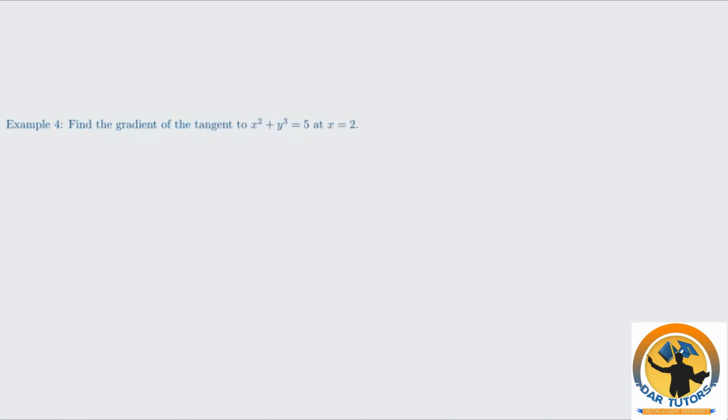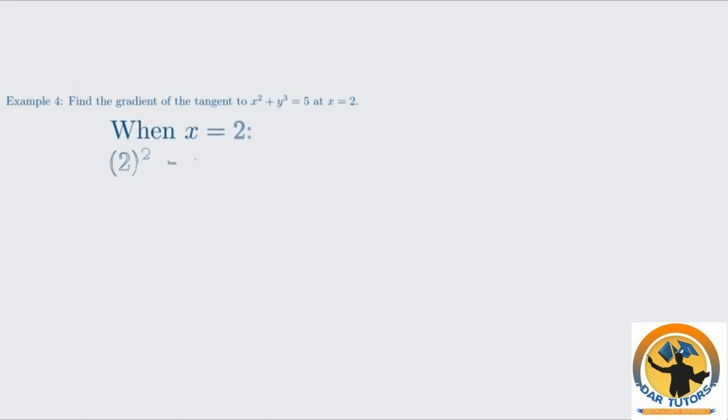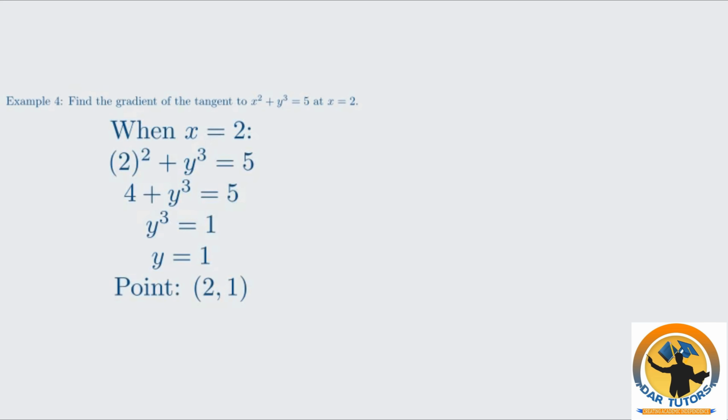Let's find the gradient of the tangent to the curve x squared plus y cubed equals 5 at the point where x equals 2. First, we need to find the y-coordinate that corresponds to x equals 2. We substitute x equals 2 into the original equation. This gives us 2 squared plus y cubed equals 5, which simplifies to 4 plus y cubed equals 5. Subtracting 4, we get y cubed equals 1, so y must be 1. The point of tangency is (2, 1).